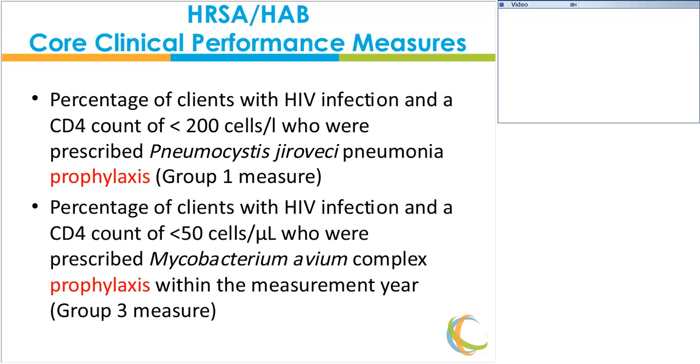Just moving along a little further to talk about how important prevention and prophylaxis is, another couple of their clinical core measures are designed specifically to look at effective prophylaxis against pneumocystis and effective prophylaxis against Mycobacterium avium complex. And we're going to talk about how to successfully manage those here in just a second.